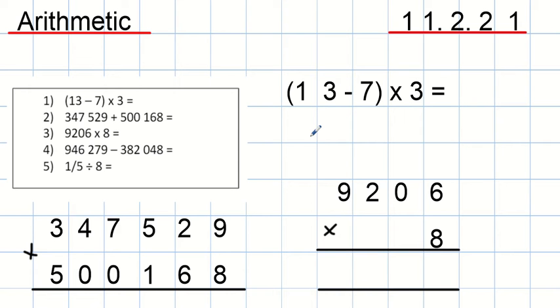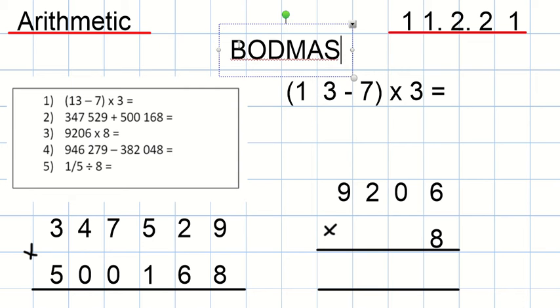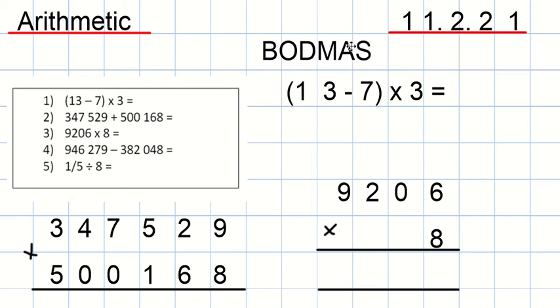Okay, question number 1 then. We've got brackets, 13 subtract 7 multiplied by 3 equals. Okay, so I've noticed that this is a mixed calculation. There's mixed operations in here. We've got brackets, subtraction and multiplication. So if we were at school now, I would be saying to you, which acronym can I use to help me remember the order of operations? And you'd be saying, hopefully, well I know you would be, you'd be saying BODMAS to me.